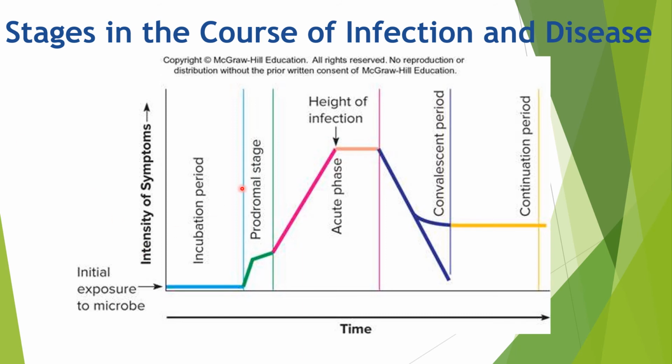So the first stage is known as the incubation period, and that's basically the time from the initial contact with the microbe, okay? So the first time you contracted that infectious microbe, basically to the time where you're going to start showing symptoms. So it's basically that time period right there, from the first contact with the microbe to the initial appearance of symptoms. During that period, the microbe is multiplying.